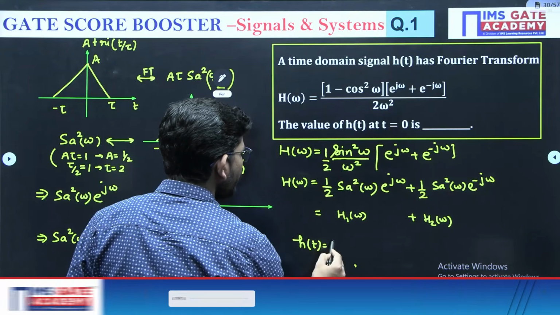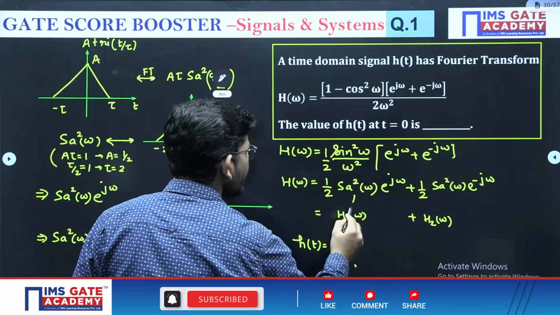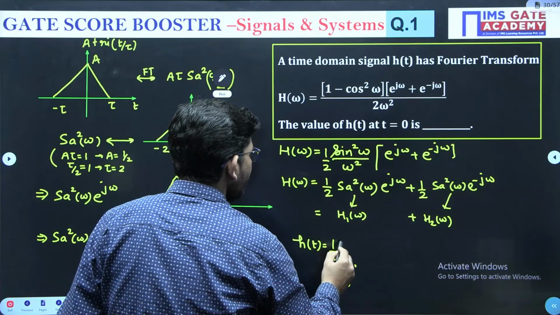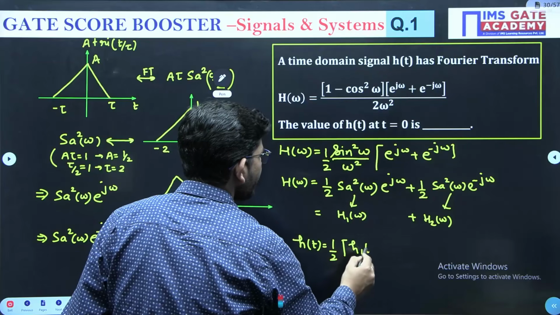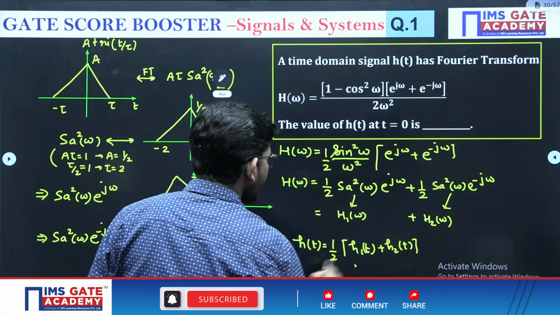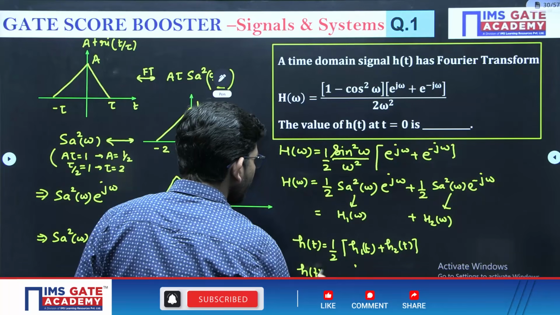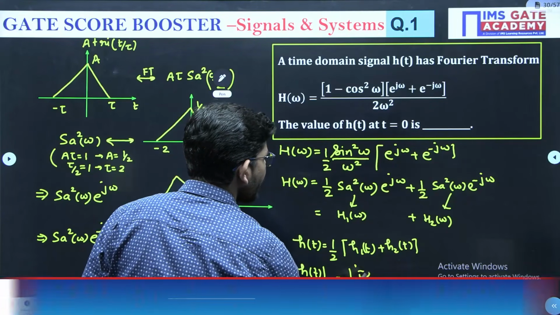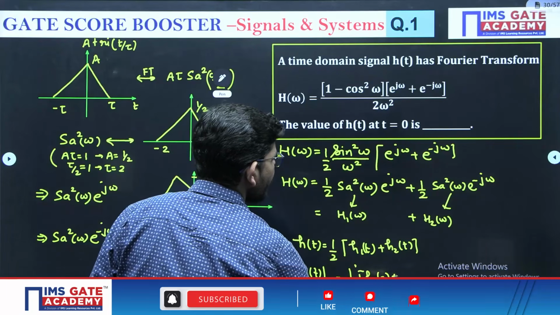So 1 by 2 you can take common, okay? 1 by 2 you can take common here, okay? And this is H1(t) plus H2(t). Now if I calculate the value of H(t) at t equals 0, then this is going to be half of H1(0) plus H2(0).